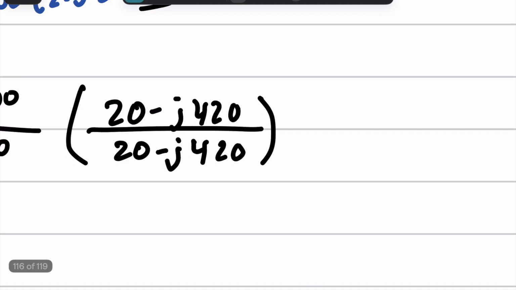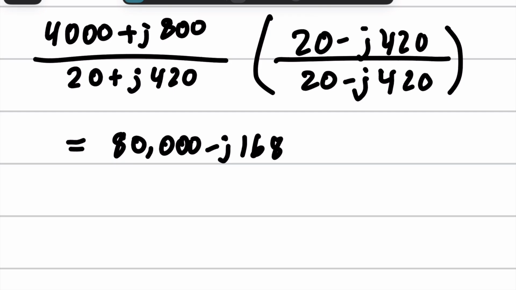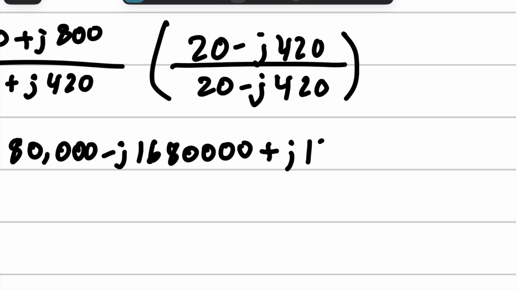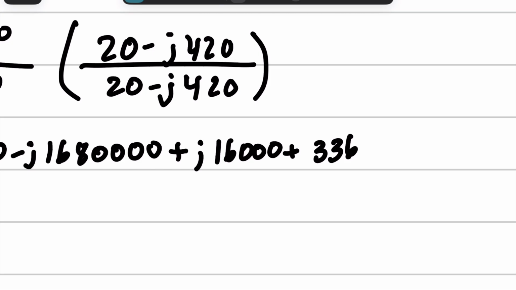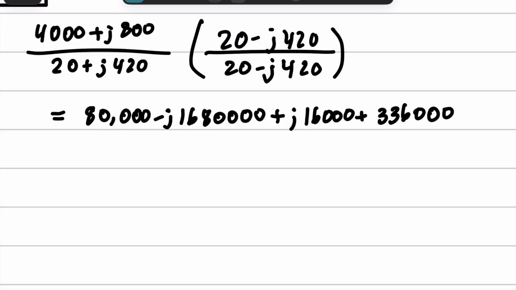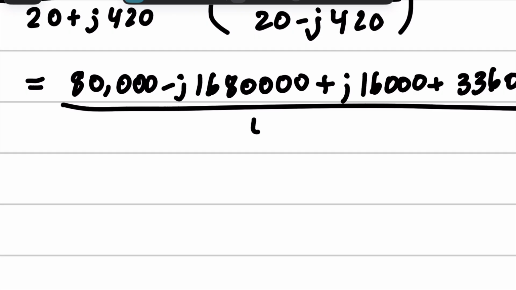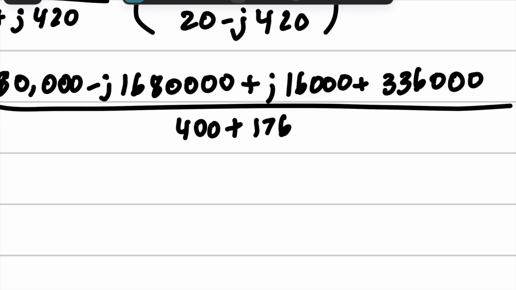And simplifying that, we get 80,000. Yeah, sorry for the giant numbers, guys, but this is the reality, that you're going to be working with scary numbers like this, and you're going to feel like you're doing things wrong, but the reality is you're probably doing it right, as long as you adhere to the same concepts over and over. And on the denominator, we're going to get 400 plus 176,400.